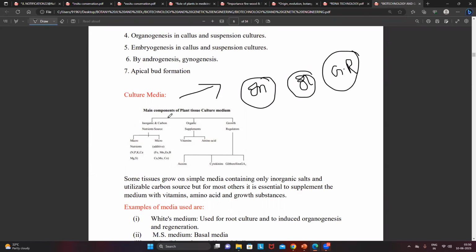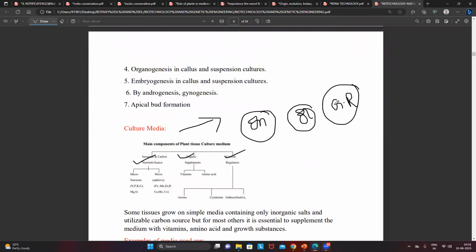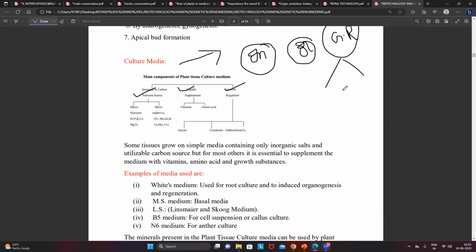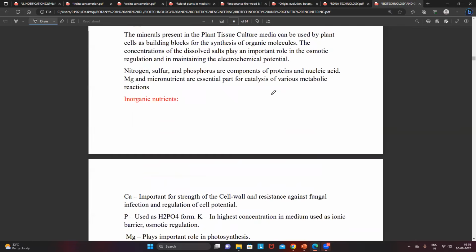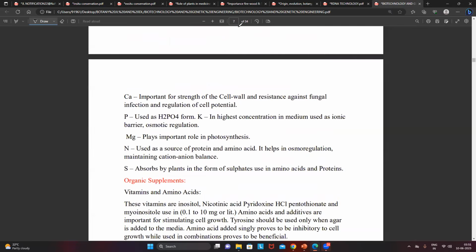I have mentioned it very clearly. These are all the inorganic, these are all the organic, these are all the growth regulators. Don't read anything else. If you read the growth regulators, they can ask a direct question in the exam: which of the following plant hormones are widely used in tissue culture? Auxin is used, cytokinin is used, gibberellic acid is used. So now what you have to do? This is very important in the matching question also.